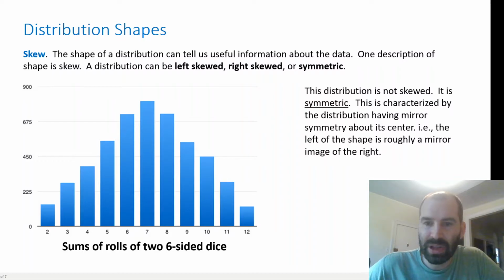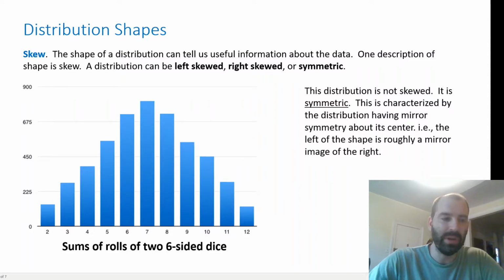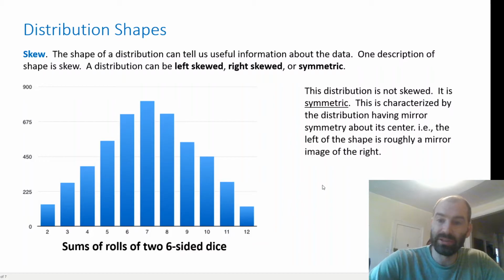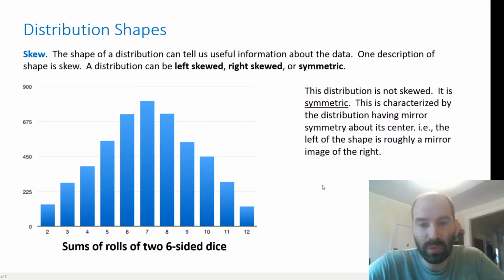Some distributions don't have any skew. And if they don't have any skew, right or left, then we call them symmetric. This would be an example of that. What we have here is the sum of rolls of two six-sided dice. We're taking two six-sided dice, rolling them, and then adding the values together. And so you can get any number between 2 and 12. If you roll two ones, you get 2, and if you roll two sixes, you get 12.